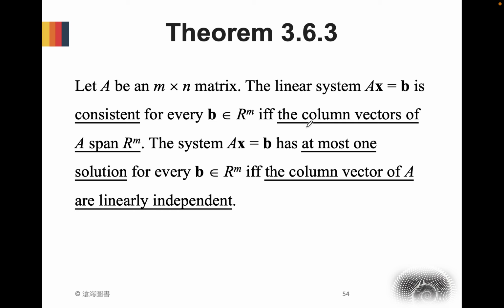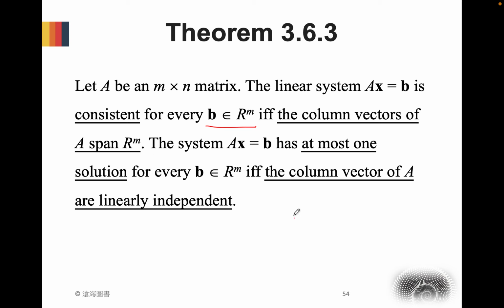And now, we have theorem 3.6.3. If A is an m by n matrix, the linear system Ax equals b is consistent for every vector b in Rm if and only if the column vectors of A span Rm.